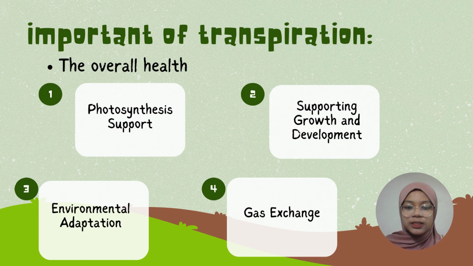The stomata, which are responsible for gas exchange, also facilitate transpiration. This dual function allows plants to absorb carbon dioxide for photosynthesis while releasing oxygen into the environment. The water vapor released during this process plays an integral role in maintaining stomata function.